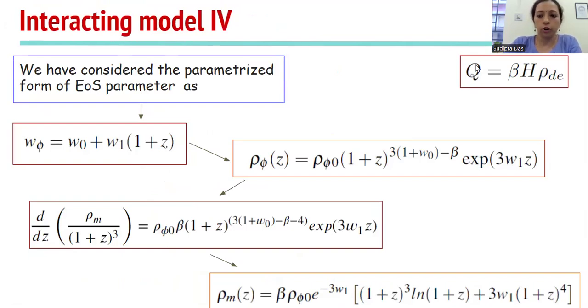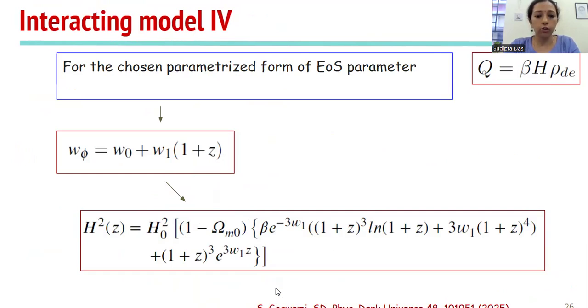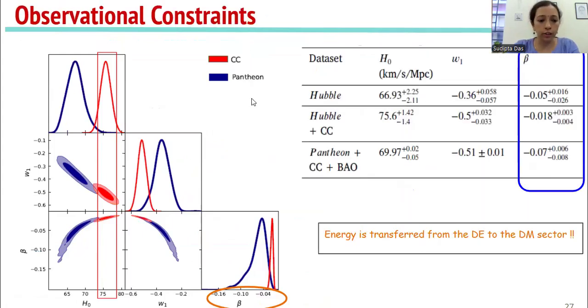We have also considered another parametrized model where this Q is considered to be of the same form, and we have considered a linear parametrization for the equation of state parameter. From that, one can obtain the equation for the energy density of the scalar field, and from this one can also obtain the matter density. If we use these two components, one can find out the value of H. Here beta, W1 and H0 are the model parameters, and we have chosen the value of omega m0 to be around 0.3, 0.27.